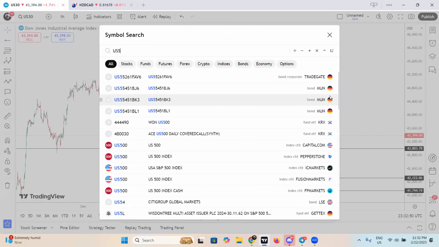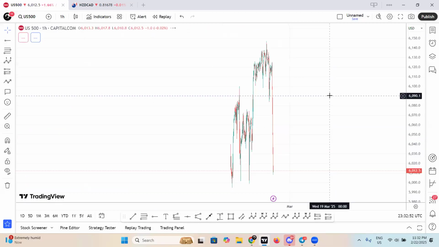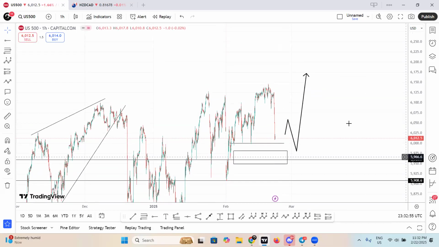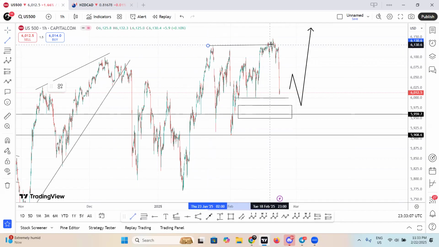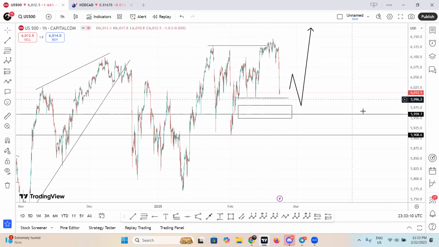Then SPX 500. On SPX 500, we have this last week, and we have equal highs at this level. So what do I expect next week? This is the only thing I expect next week.